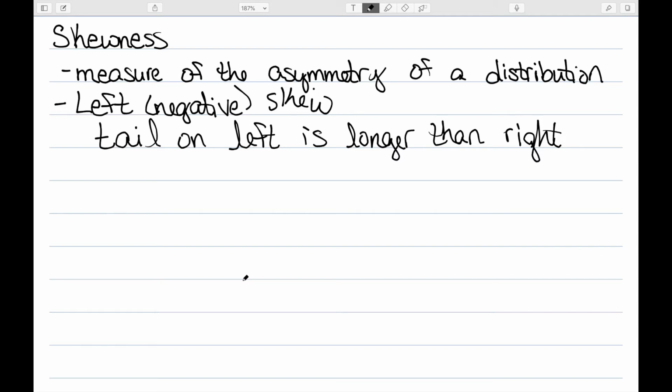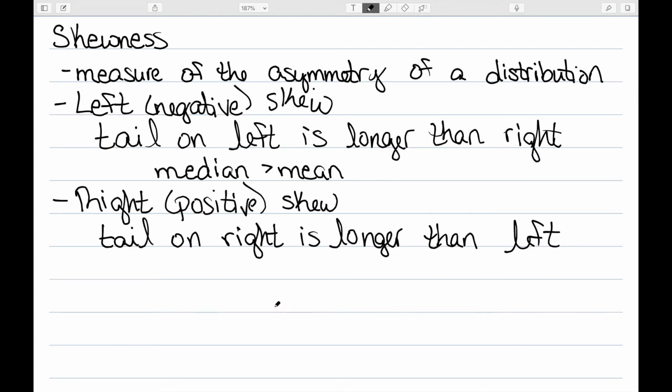This means that the bulk of my values, including most likely the median, lies to the right of the mean. In other words, the median is larger than the mean. On the other hand, a right skew or a positive skew, this time the tail on the right-hand side is longer than the tail on the left. So this means that the bulk of my values, including my median, is to the left of the mean. In other words, the median is smaller than the mean.